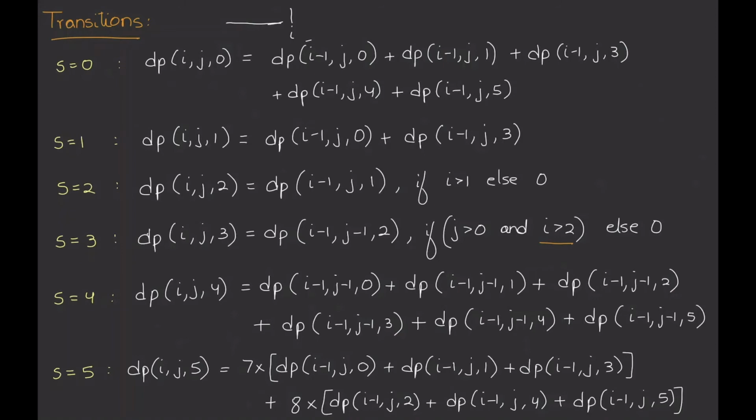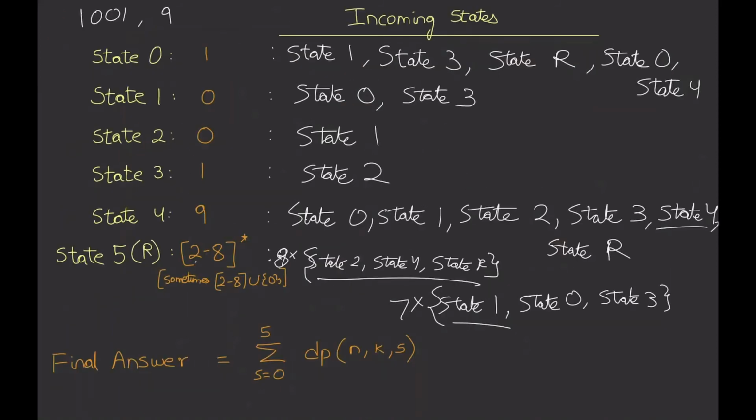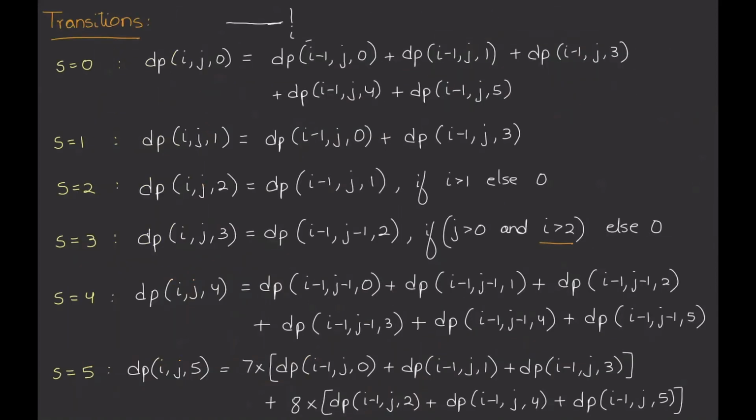So now that would be everything i minus 1 and all the states which I can come from. There are 5 different states for state 0, that is state 1, 3, R, 0 and 4. So let me replace this R with 5 just for a common nomenclature. So that means dp i minus 1 j is 0, 1, 3, 4 and 5. It's just the sum of those.